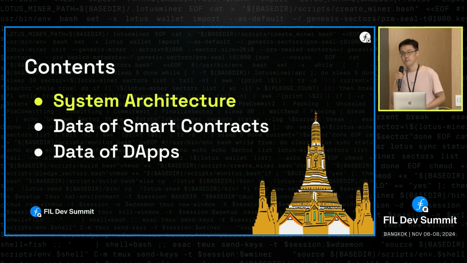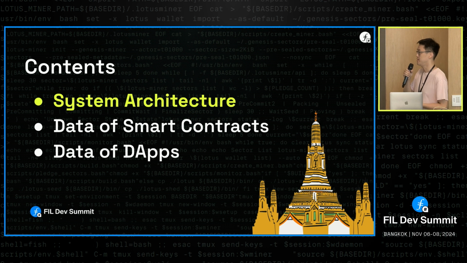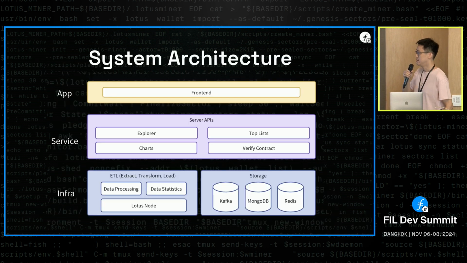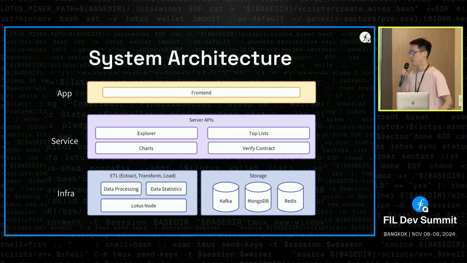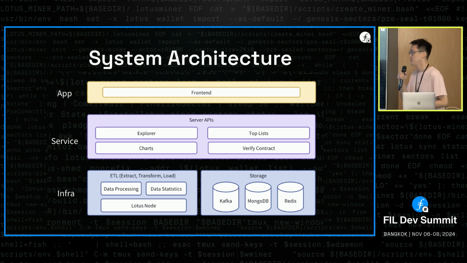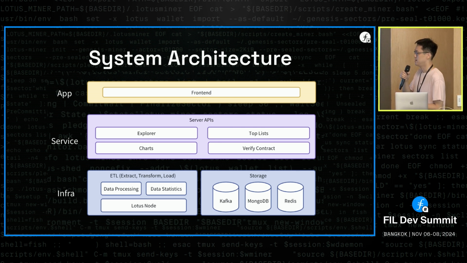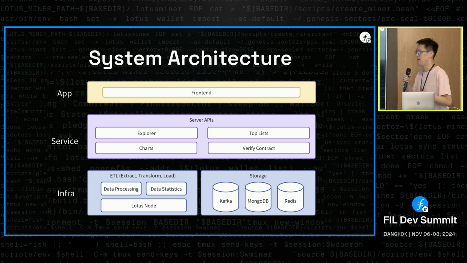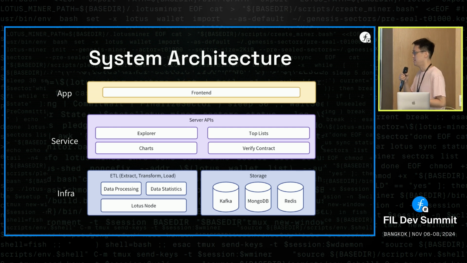Okay, today my presentation will have three parts. The first part is the system architecture of the Filfox Explorer. We can divide our system into three layers. The bottom layer we can call the infrastructure layer. It has two parts. The left part is the ETL, which is short for extract, transform, and load. It simply transforms the data from the Lotus node, reformats it, and finally stores it in the storage.